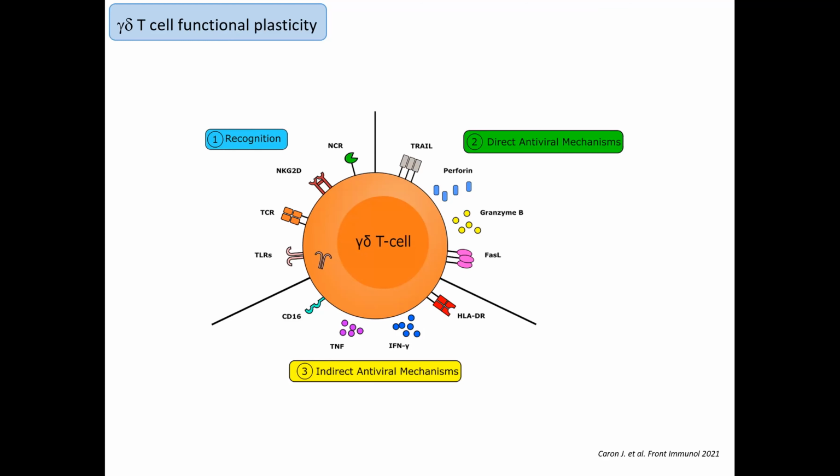So gamma delta T cells, as I said, express receptors from both the adaptive and the innate immunity, for example, NKG2D or TLRs, and they are potent cytotoxic effectors. They can exert their function through direct antiviral mechanisms, for example, producing perforin or granzyme B, or indirect antiviral mechanisms through ADCC or production of interferon gamma and TNF alpha.